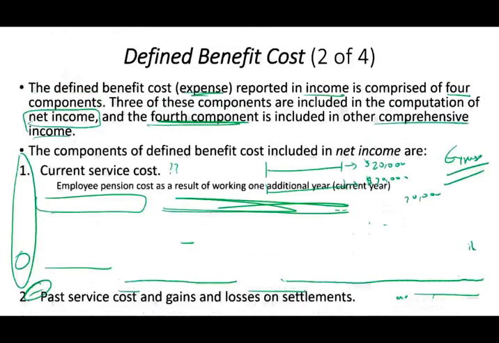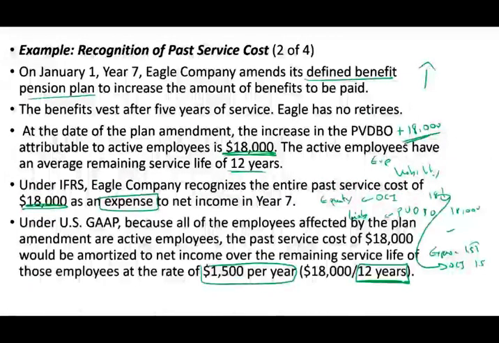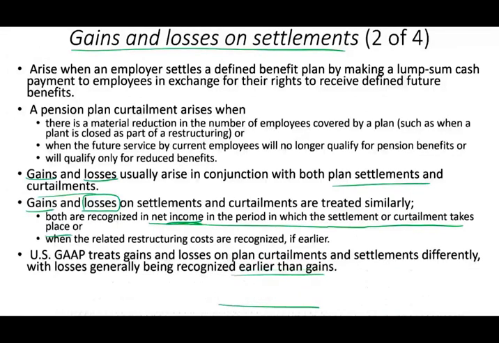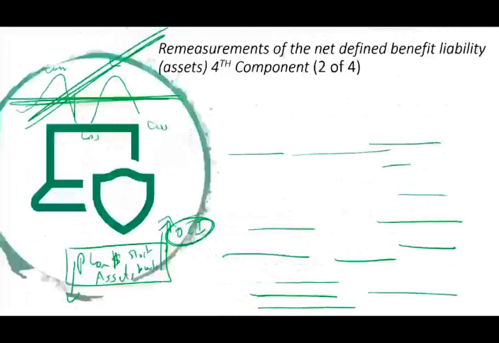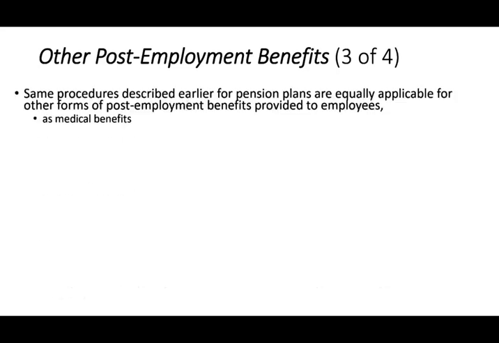It's a lot of material. I will work a couple of examples after the session just to help you get your head wrapped around this. Now, the assumption here is that at least you took pension or you're familiar with it. All I'm showing you is the difference between how IFRS and US GAAP treat this. Other post-employment benefits are treated similarly to pension. The same procedures described earlier for pension are equally applicable for other forms of post-employment benefit, medical benefit, and life insurance.